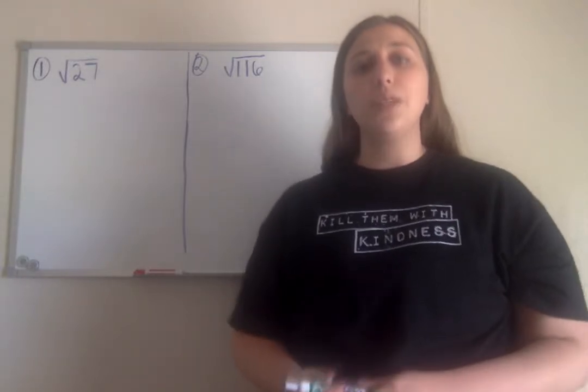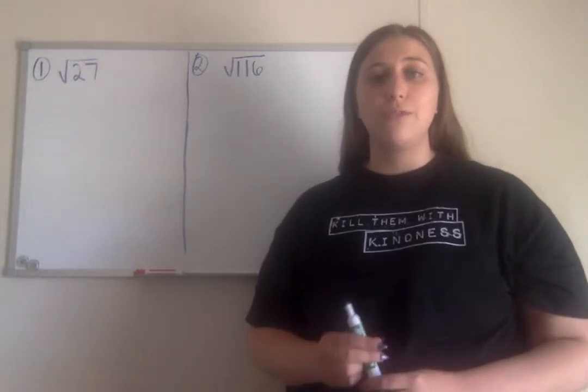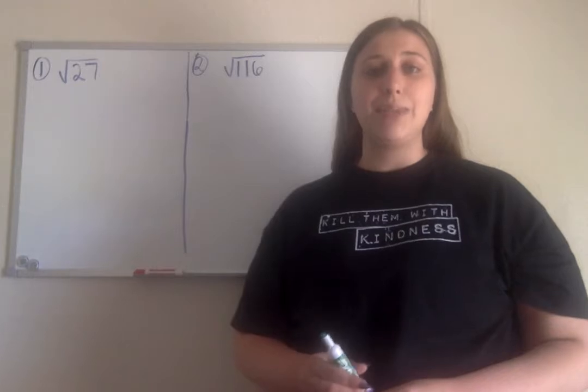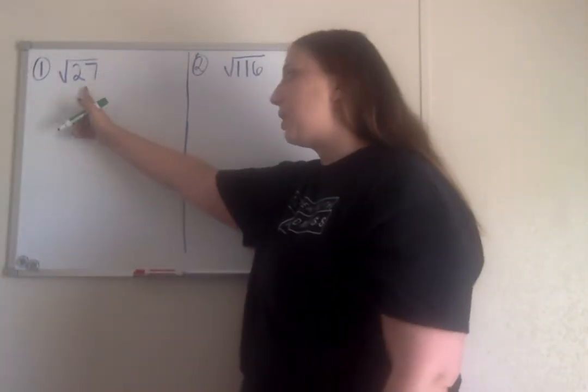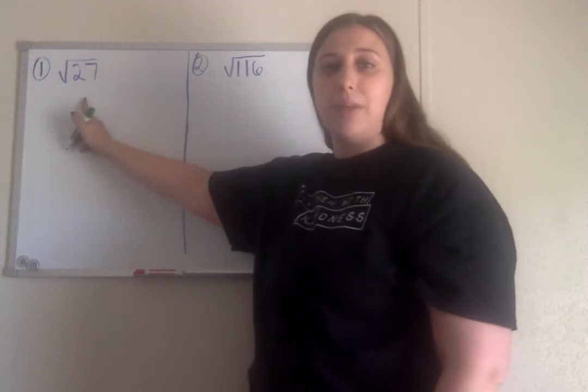Alright guys, so remember, when starting to simplify square roots, the first thing you need to do is make a factor tree. Alright, so in number 1, we're looking for the square root of 27, so I'm going to start by making a factor tree for 27.